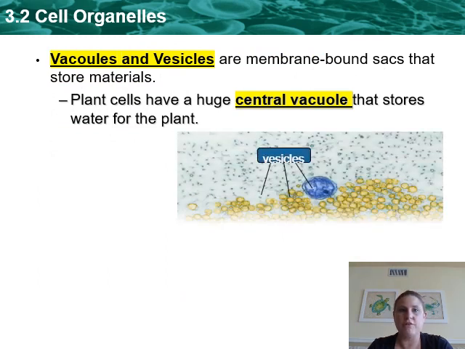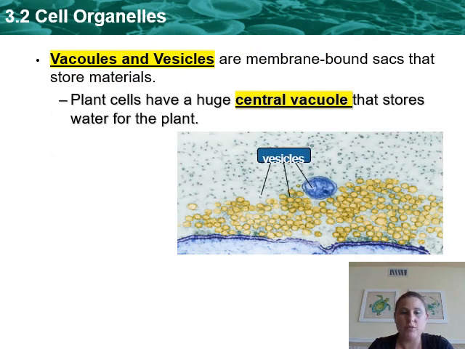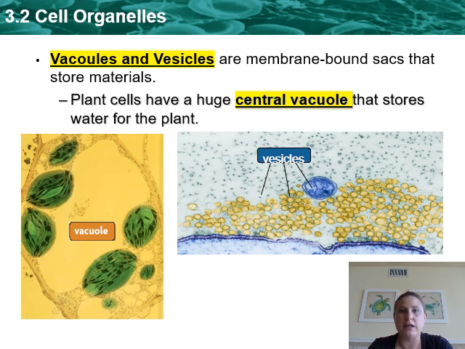Then we have these things called vacuoles and vesicles. And what those do is they're actually little sacs that store materials, okay? And plant cells have a huge vacuole, we call it the central vacuole, right in the middle of the cell that stores water for the plant because it can't just get up and get a drink when it gets thirsty. So it actually stores water in this big vacuole in the middle of the plant cell.